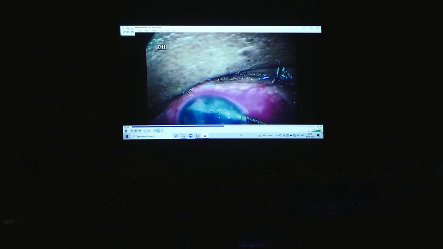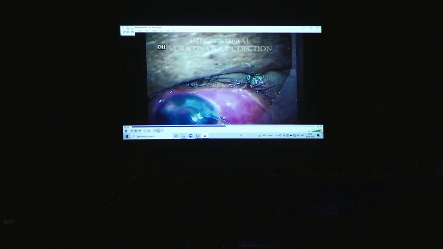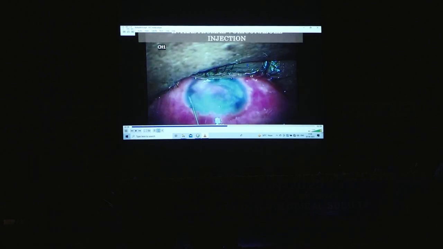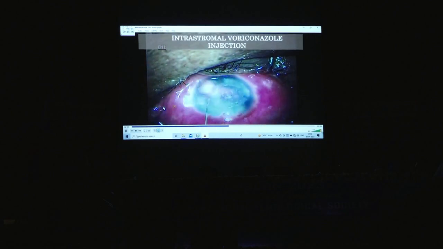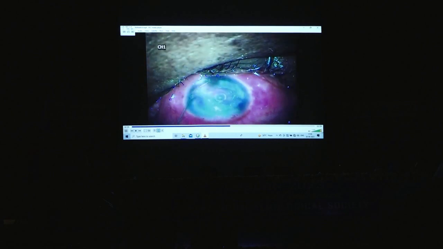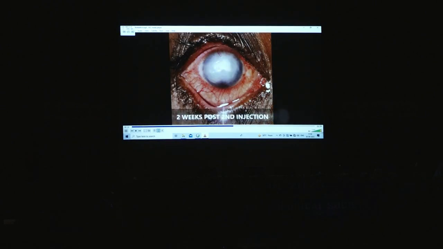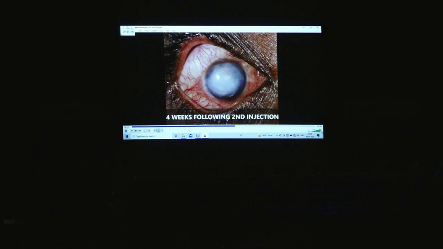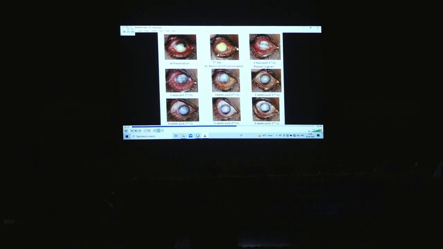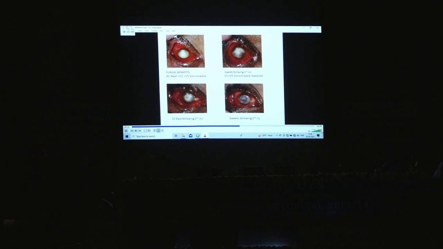Voriconazole was injected in the anterior chamber. Intrastromal voriconazole was also injected in similar fashion. Intensive cross-border fire of topical antifungals was continued. On regular follow-up, the stromal infiltration completely resolved after 4 weeks of the second injection. There was no recurrence in further follow-up.